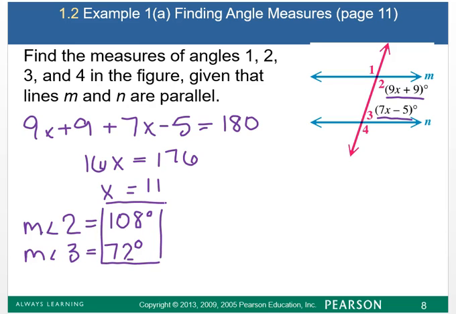Now, angle 1 is going to be the same as angle 2, actually, because they are vertical angles. So angle 1. And actually, angle 4 is also going to be equal because angle 1 and angle 4 are alternate exterior angles.